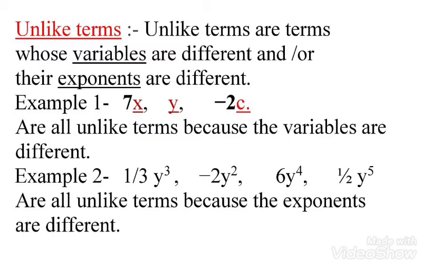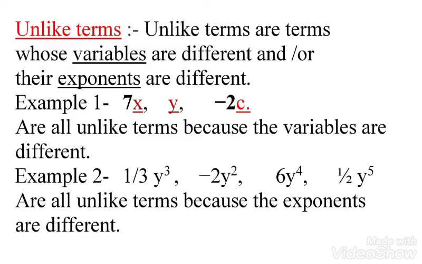It will be easier for you to understand with example number 1. You see 7x, y, minus 2c. Here the variables are different. One is x, one is y and one is c. Now I ask you one thing. Are all unlike terms because the variables are different? Yes. 7x, y and minus 2c are all unlike terms because one is x, another is y and another is c.